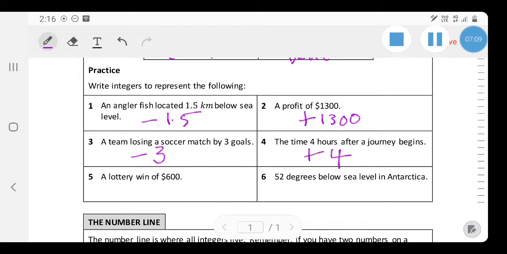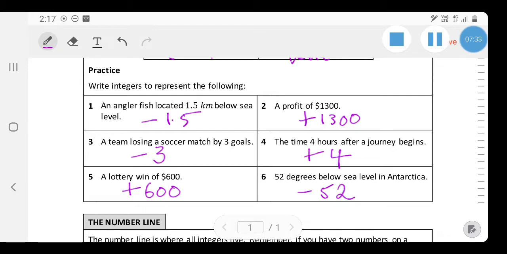All right, a lottery win of $600. Okay, well, that's a profit. So that's a positive number. And 52 degrees below sea level in Antarctica. That is absolutely freezing. That's obviously a negative integer, isn't it?